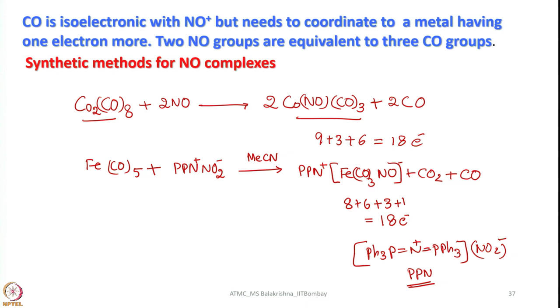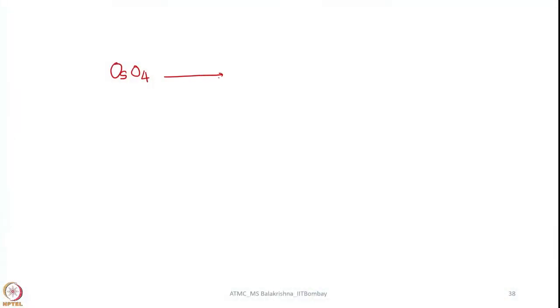Let us look into a couple more methods of preparation of nitrosyl compounds. Let us consider now a very different one. So far we discussed 2 metal complexes in the 0 valent state. Now let us go to another metal in a high valent state, osmium tetraoxide. In osmium tetraoxide, osmium is in the plus 8 state. So when this is treated with NH2OH.HCl, in the presence of NCS thioisocyanide ligand, one can make the nitrosyl. So this is another way of making nitrosyls with metal in a high valent state.